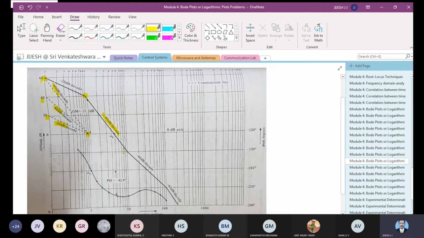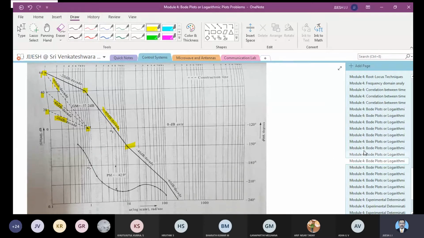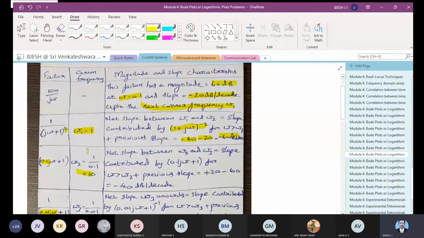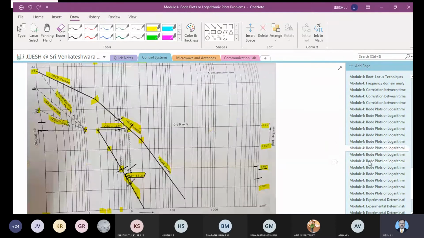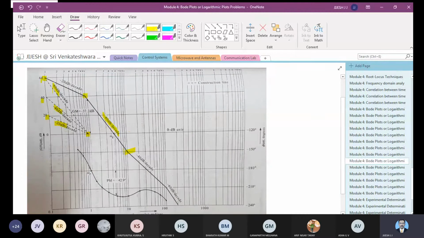It has to go to the next corner frequency. What is the next corner frequency? You have to go back to the table and check what is the next corner frequency. Is omega 2 equal to 10? So that is coming in the ascending order, that is omega is equal to 10. You can see from the graph that it will be extended. So this minus 60 dB slope will be extended till 10, till this point.